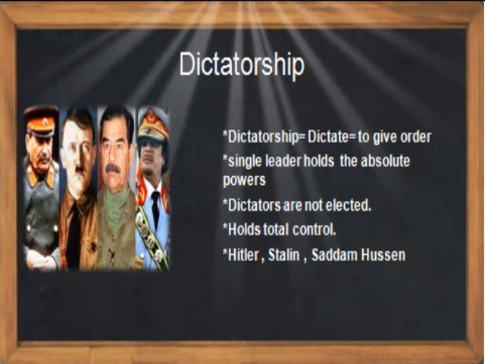And there are a lot of historical examples, like Hitler in Germany was a dictator. Saddam Hussein of Iraq was a dictator. You can see him in green. And Stalin was also a dictator of the USSR. We can also categorize China as a dictatorship country.